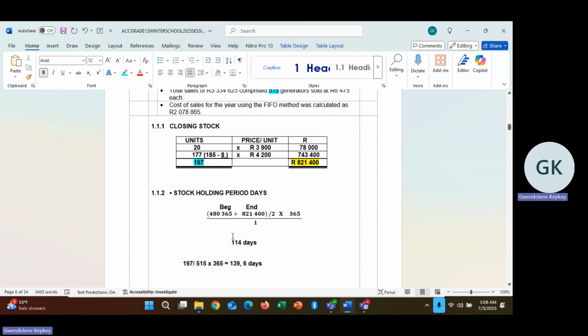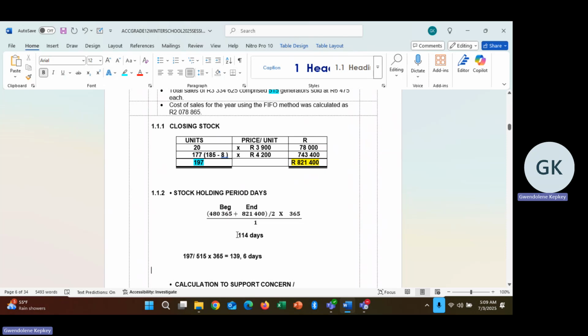Now, you can see there is quite a big difference between the two. Therefore, ma'am is saying, although they will accept this answer over here, you can decide which method you're going to use, either where you look at units or where you look at the rand value. Okay?